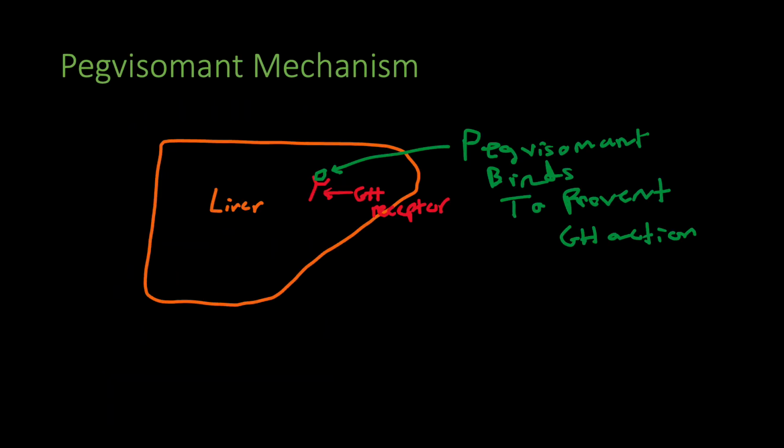And then pegvisomant is another medication. This is where the differences are. It binds to the receptor inside the liver, the growth hormone, the GH receptor. It doesn't prevent the release of the GH hormone, so it actually prevents the action of it. So that's what it does here.